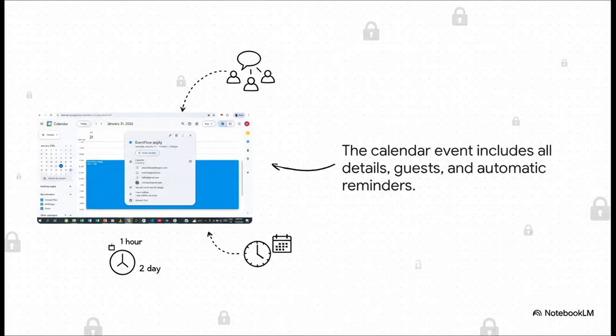And if we look a little closer at that calendar event, you can see it's all filled out with the necessary details. It's got the guest list right there, and you can see those 1 hour and 1 day reminders have been set up by our app automatically, just to make sure nobody misses the event.